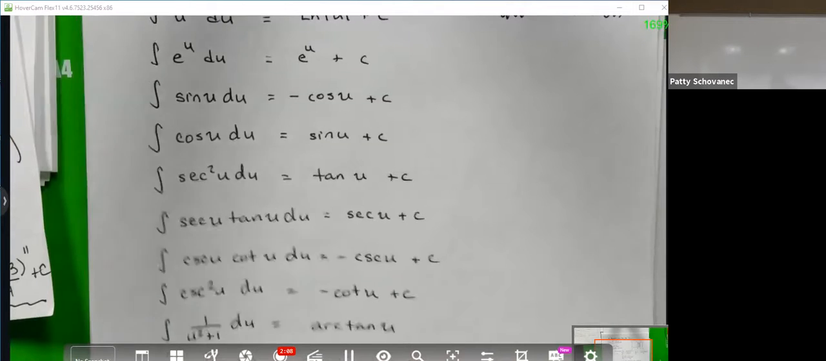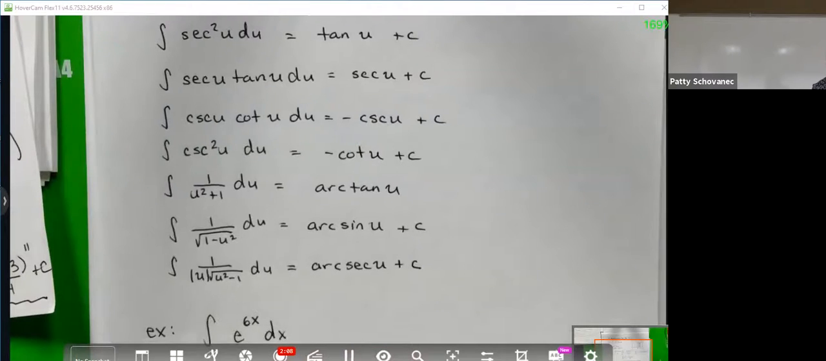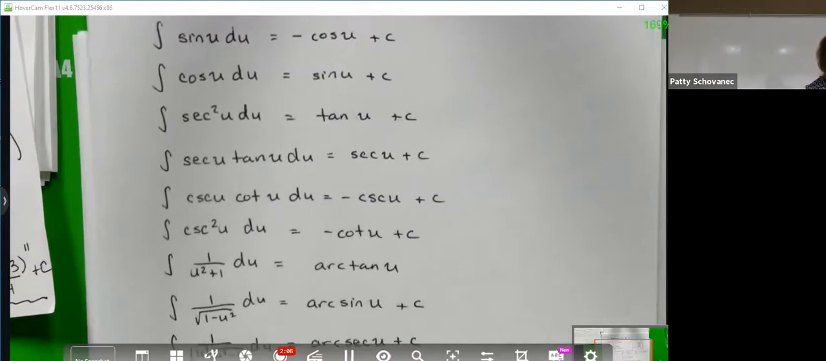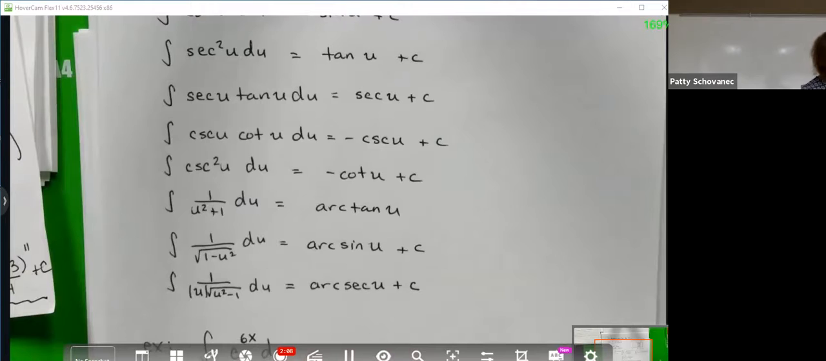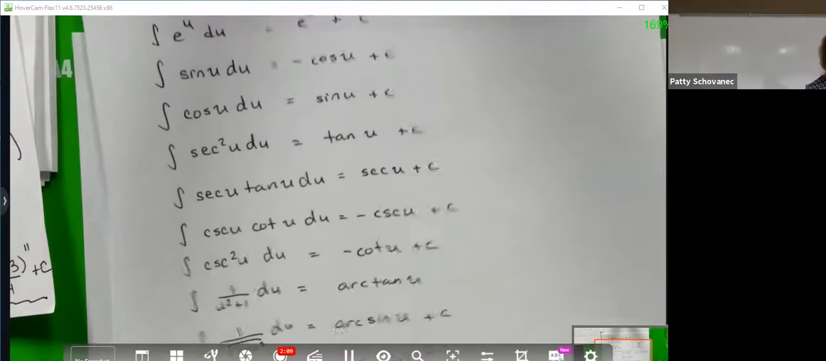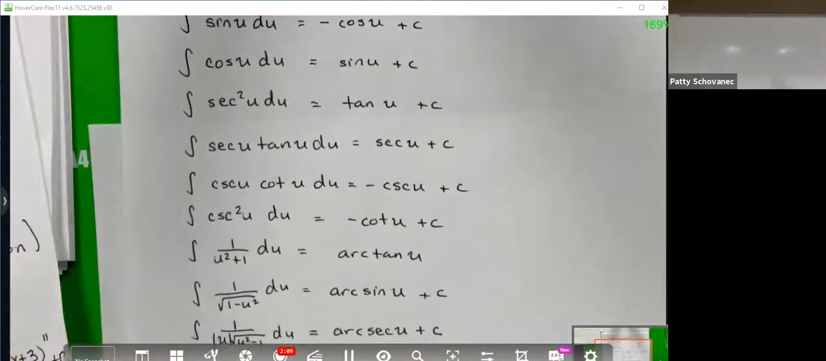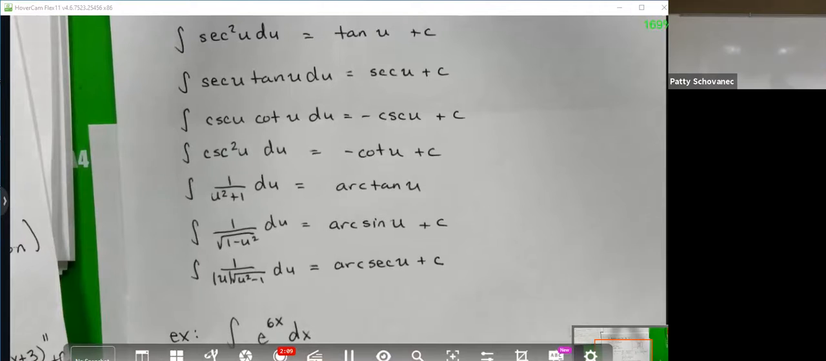Like, for instance, suppose I want to take the integral of e to the 6 times x. Well, just from what you know about exponential functions, you know there has to be an e to the 6x in here somewhere. Right? But the antiderivative of e to the 6x is more than e to the 6x.